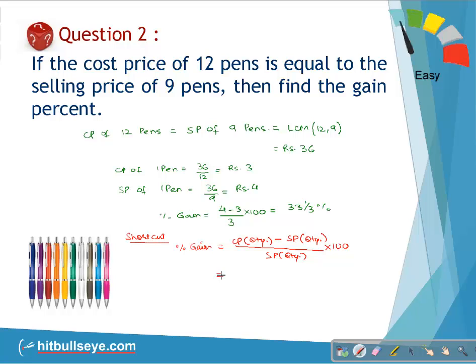So in this question, the number of articles along with cost price is 12, while the number of articles along with selling price is 9. So divided by 9 into 100, this comes out to be 3/9 into 100, or the percentage again comes out to be 33 1/3%. So as you can see, the answer is the same in both the methods. So we can apply the shortcut for all such questions. Now remember, if this value is negative, the percentage gain automatically converts to percentage loss.